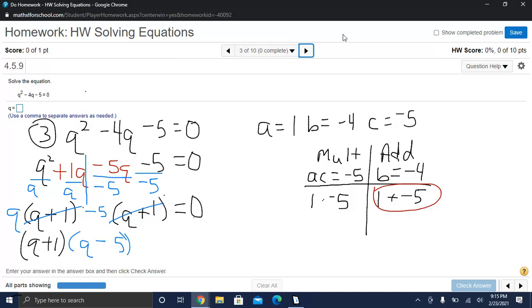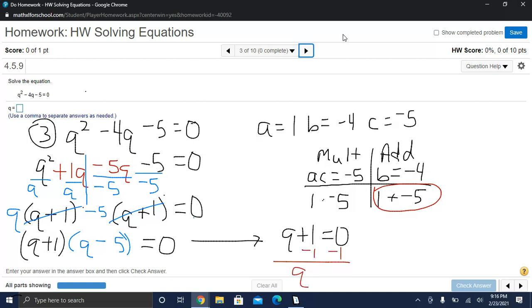But this is still not finished because we are being asked to solve the equation. So from there, I'll need to set each one of my parentheses equal to 0. And so I'll do the q plus 1 first. And I can take that and subtract 1 from both sides, giving me q equals -1. That's one of my solutions.